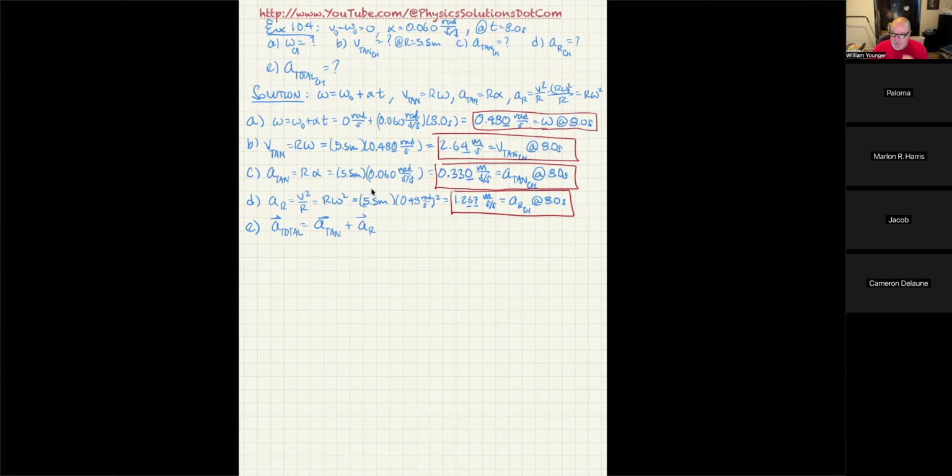So if you want to actually find the vector quantity, then you're going to add them like vectors. And when you add them like vectors, they're at 90 degrees. So you're just doing the Pythagorean theorem. So we begin as follows. We know what A tan is. We know what AR is.